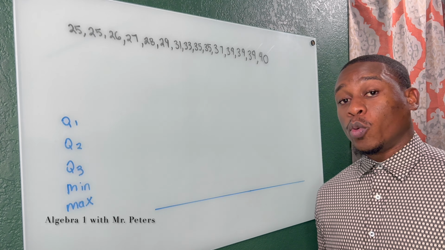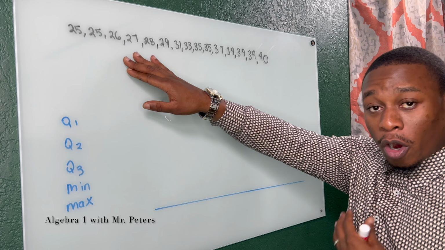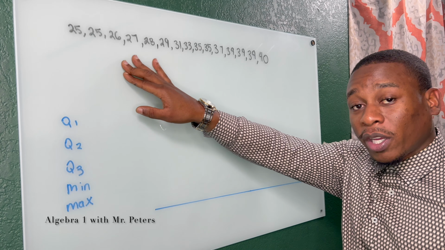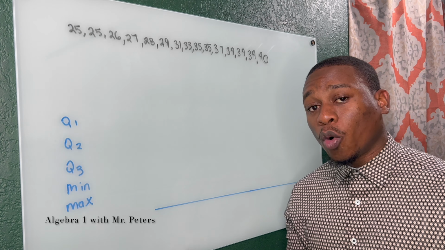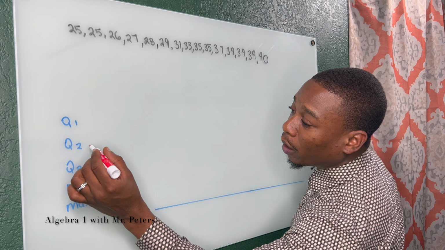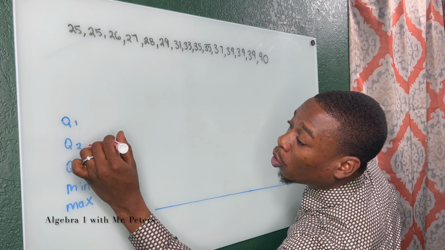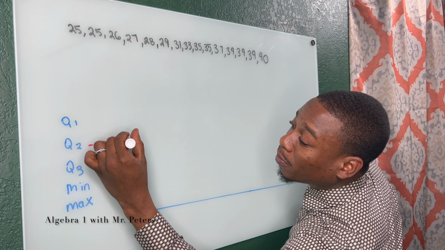Starting this video off, everyone, the first thing we want to do is to arrange our numbers or our data points from least to greatest, also known as ascending order. And after we do that, the first point we want to identify is Q2, which is also known as the median.